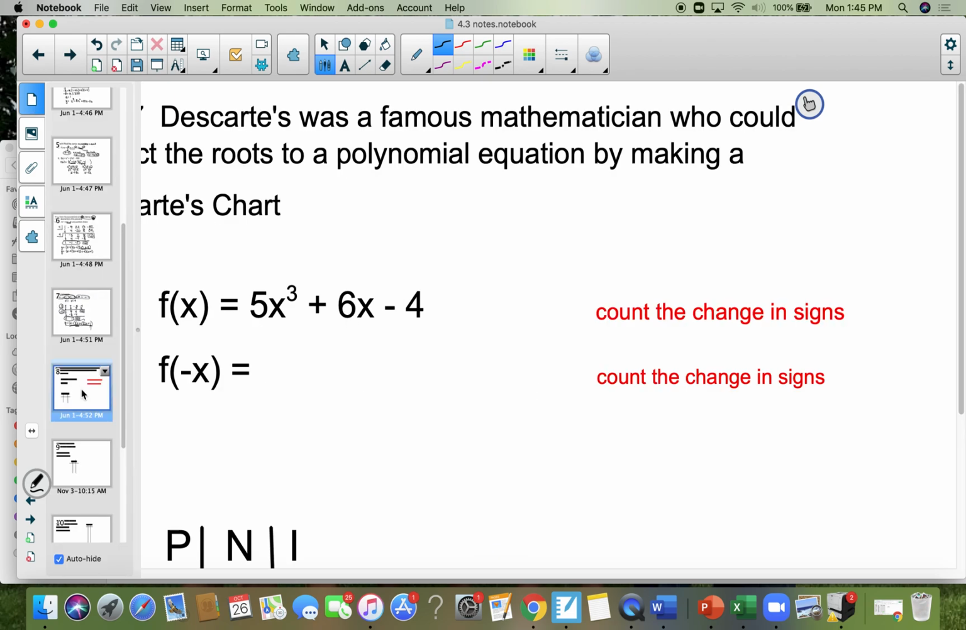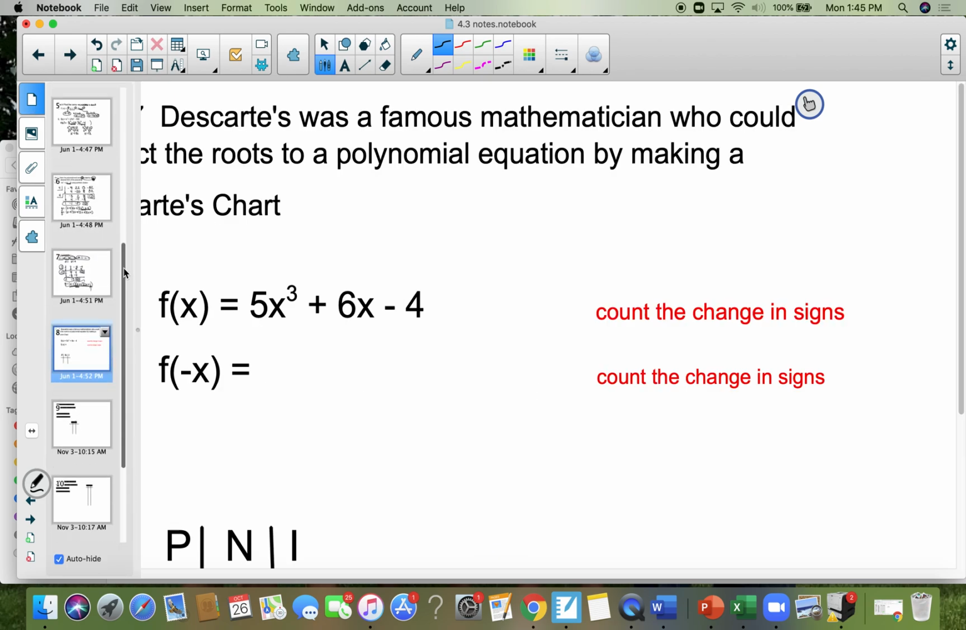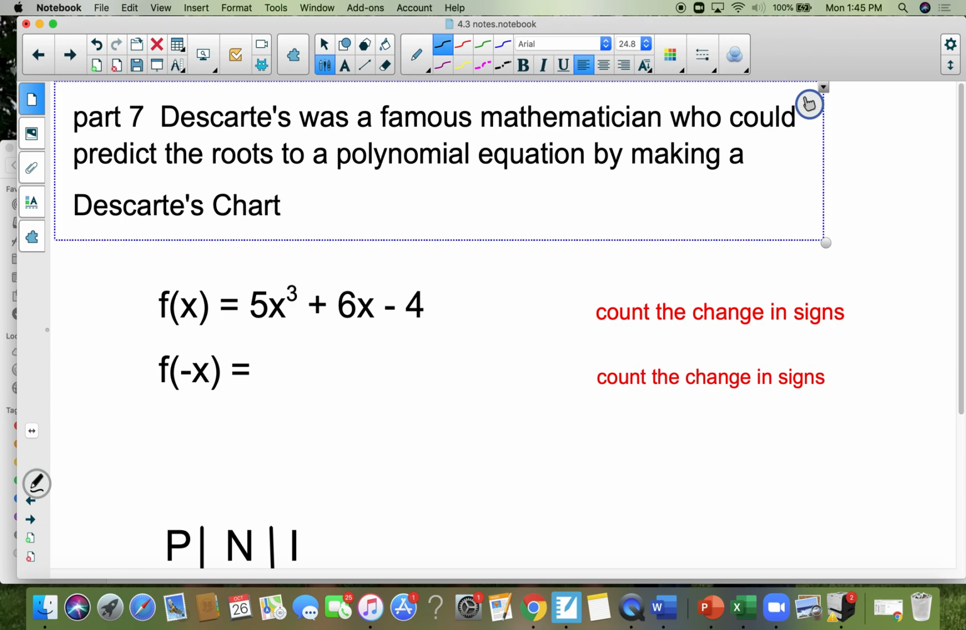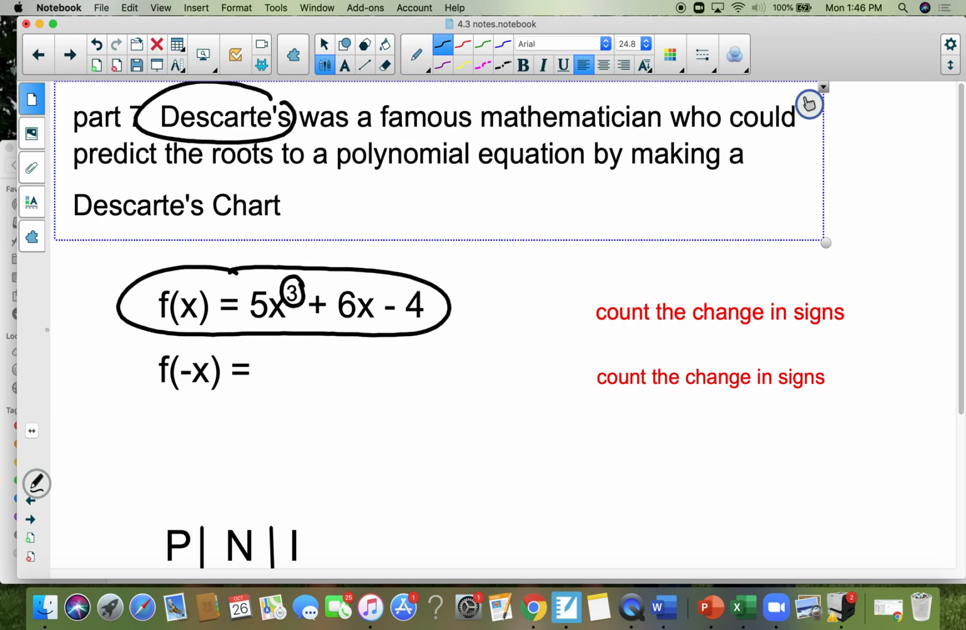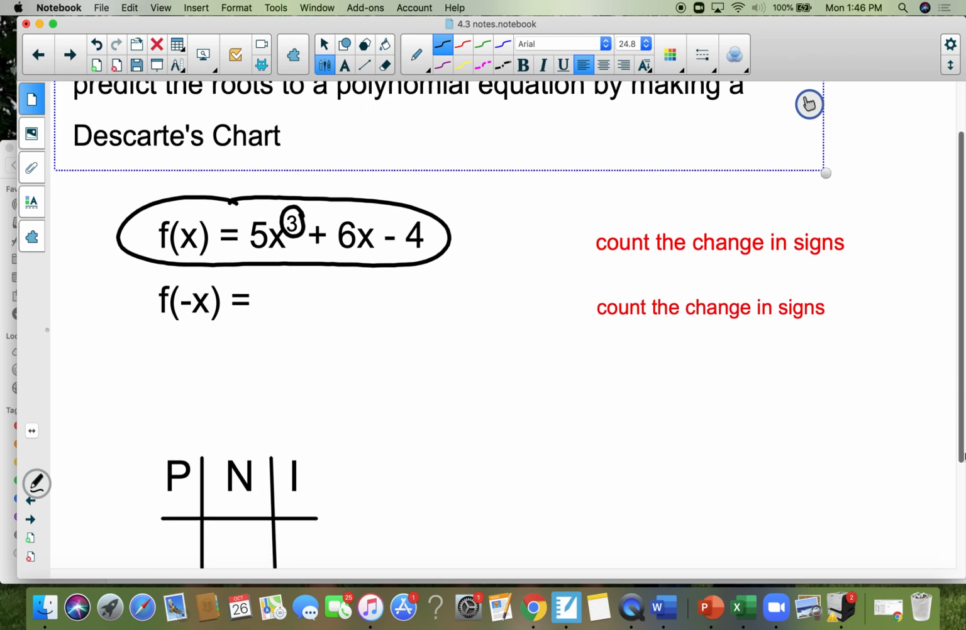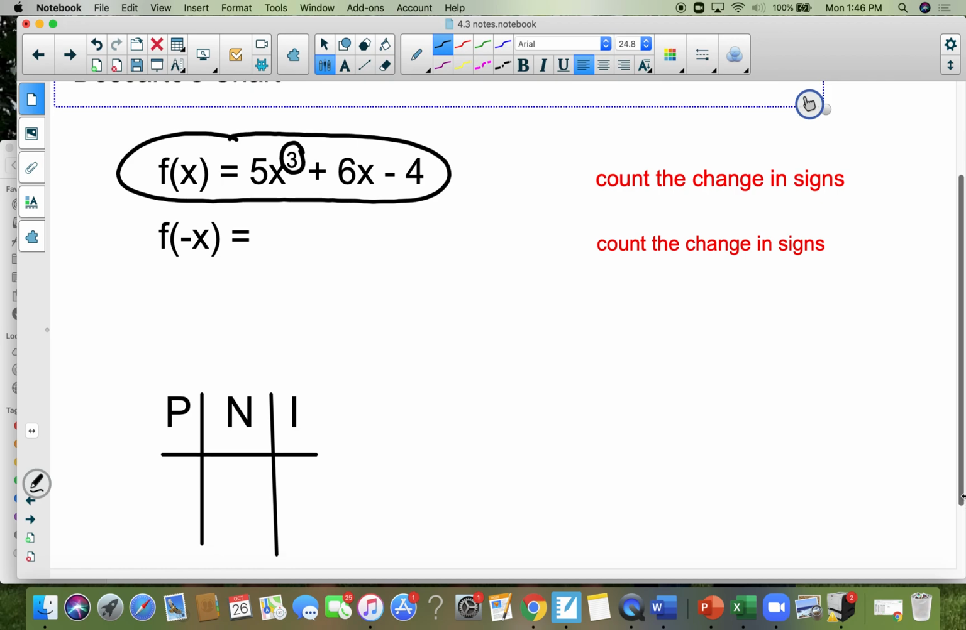Okay, this next part is really weird, and it goes on to the next part, but Descartes was a famous mathematician who could predict the roots to a polynomial without solving it. And he makes a penny chart. So, you know that there are 3 answers to this problem because it's degree 3. What Descartes does is he predicts what kind of an answer it's going to be. And this is kind of confusing, so you might have to watch this part over again.